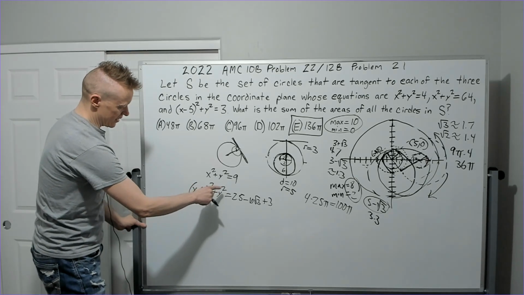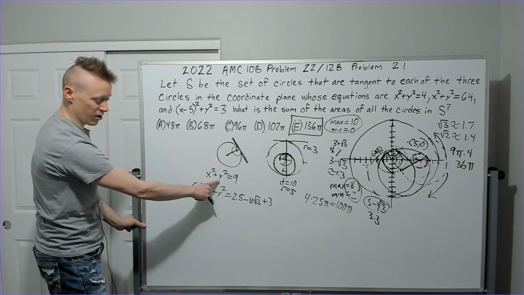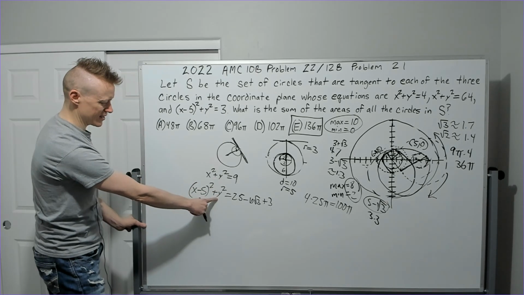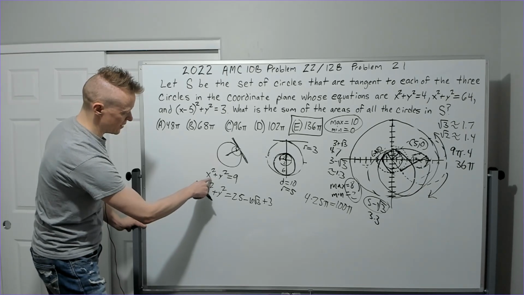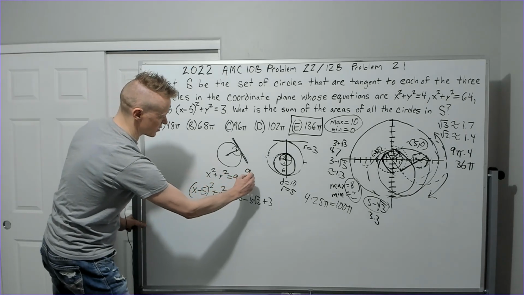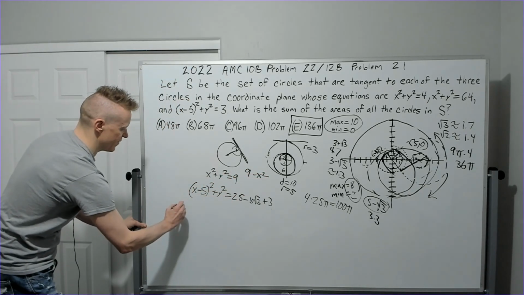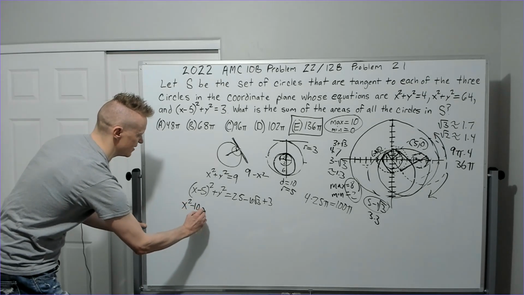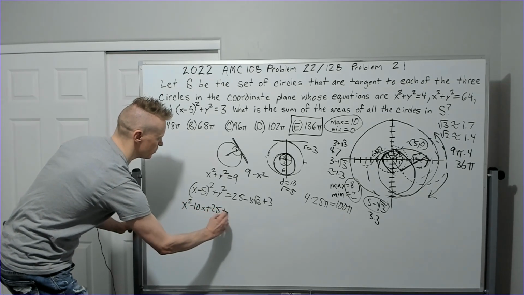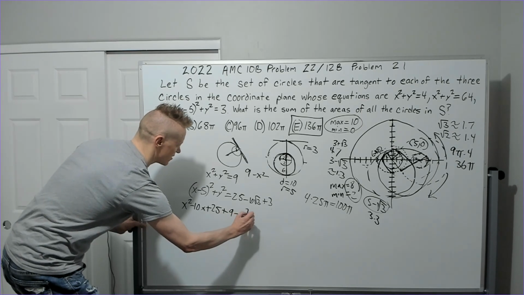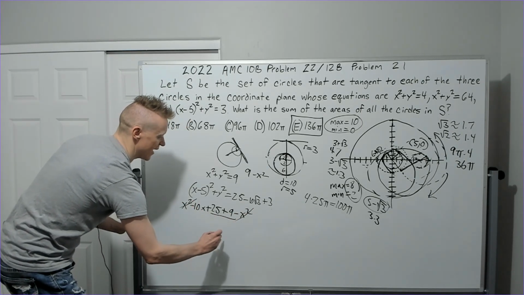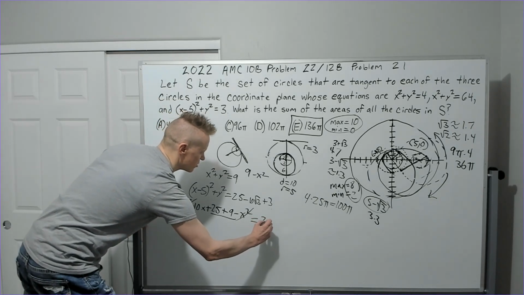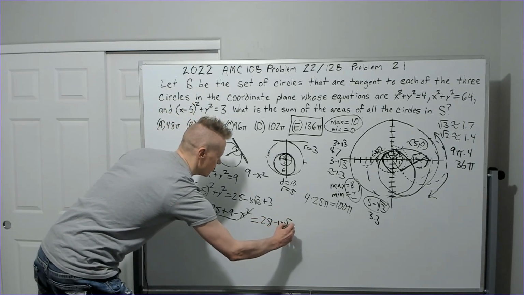So if you take the y squared and solve for it, why y squared? Because it's by itself. Kind of nice, right? So if you do that, you'll get 9 minus x squared. Go ahead and expand this. x squared minus 10x plus 25 plus 9 minus x squared. Cancel your x squareds. You've got 34 minus 10x, and it's going to equal 28 minus 10 rad 3.